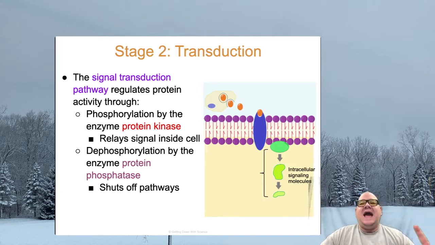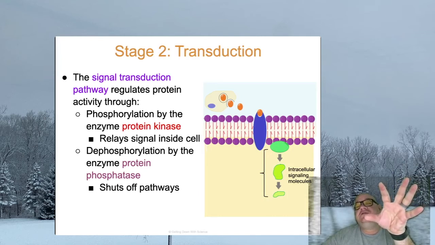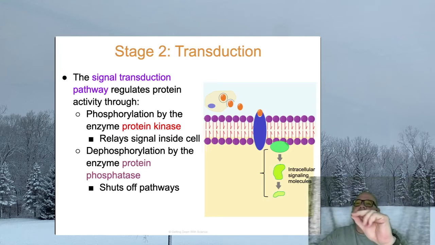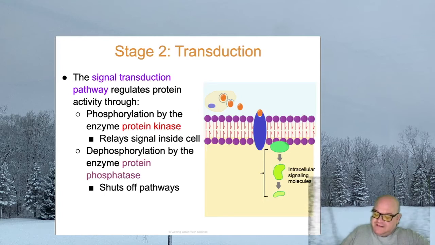So what's actually happening? Here are some new terms I want you to learn. The signal transduction pathway regulates protein activity. Well, what does that mean? That means when a protein's shape or state is changed, it happens through these two enzymes here. So I want you to know these. The protein is going to be phosphorylated. Where's the phosphate coming from? Most likely ATP. By an enzyme called protein kinase. I want you to write in your notes, this one is the on enzyme, and this one down here is the off enzyme.